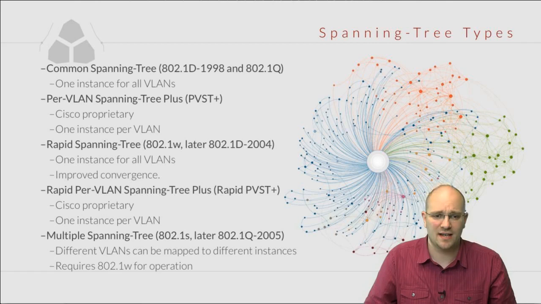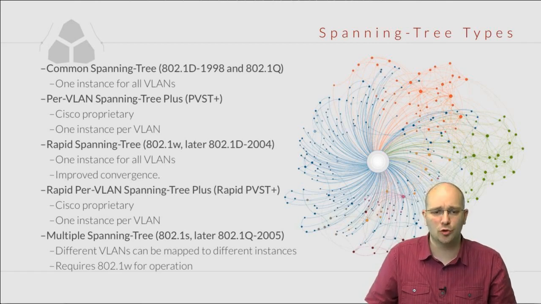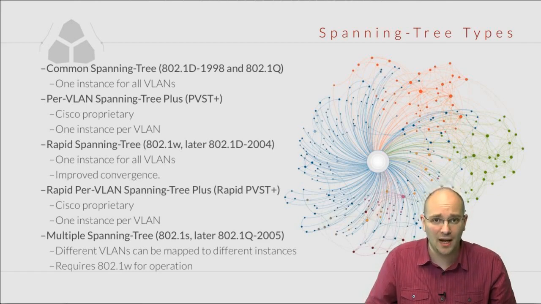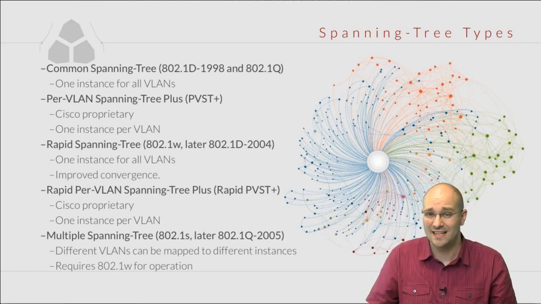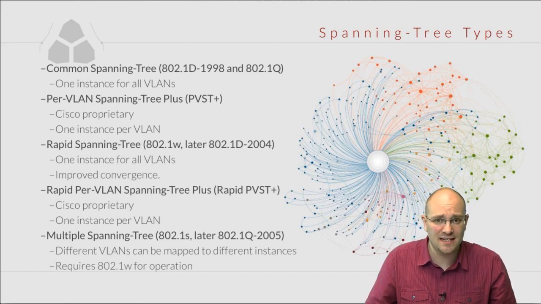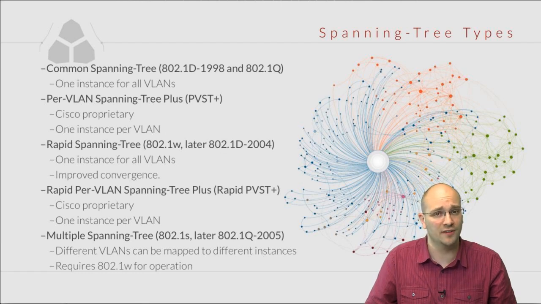This has been addressed by the document 802.1w from IEEE and later actually incorporated and replaced the old 802.1d in the 2004 version of the 802.1d standard. This is called the rapid spanning tree. Rapid spanning tree again runs a single instance of spanning tree for all the VLANs, but the convergence times have been massively improved in case of a failure in the network. And I'll explain that later on when I actually show you and explain how rapid spanning tree works.